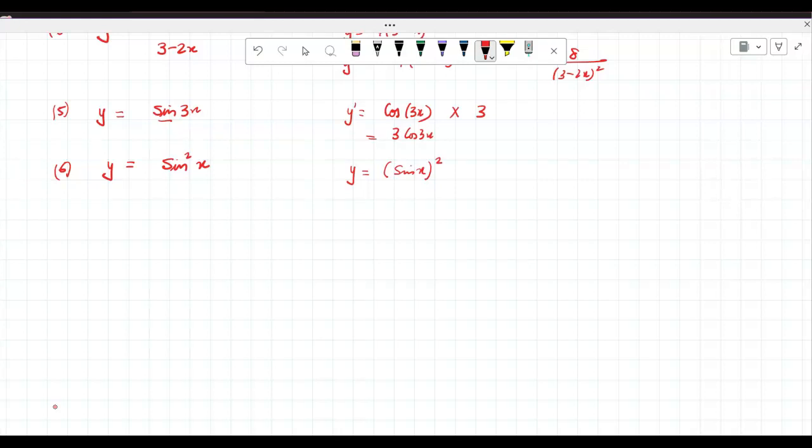So my outer is just square. When you take the derivative, what will it become? 2 into sine x, that's your outer function, into cos x. So 2 sin x cos x.